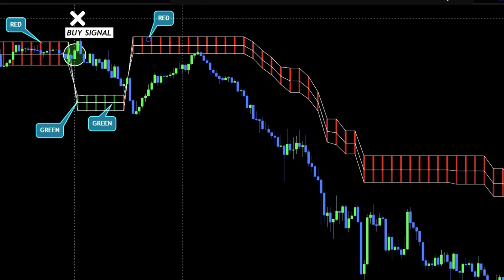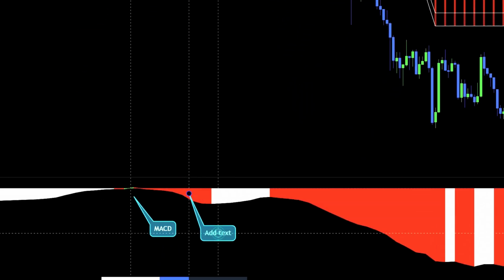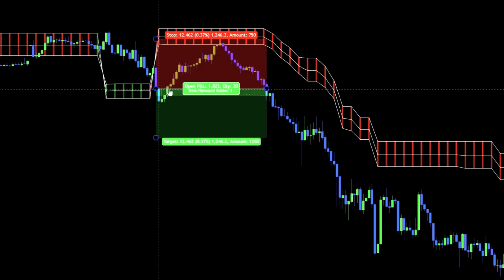Then right after that, we have the FTS changing from green to red. That's a sell signal. Now, when we check the MACD, it's clearly below the zero line, confirming that bearish momentum. And that's valid and profitable.